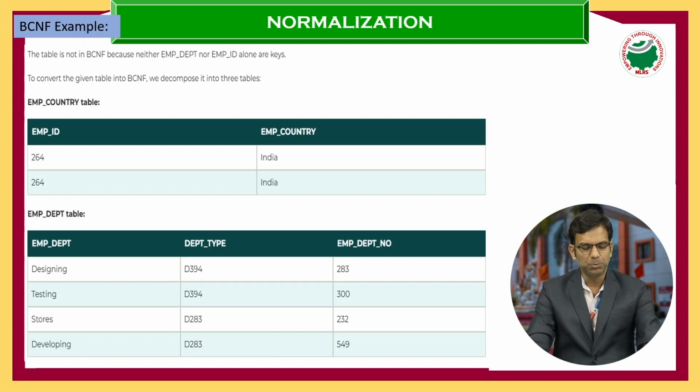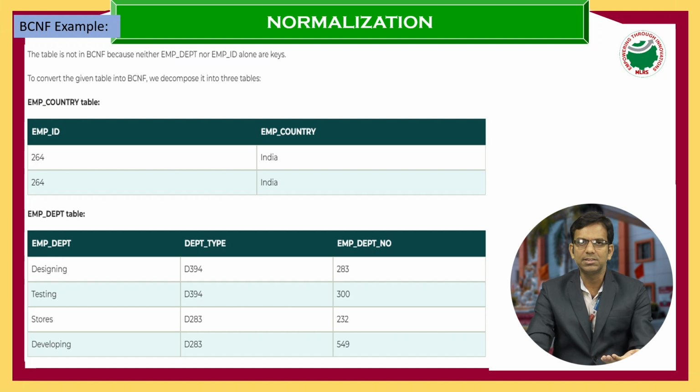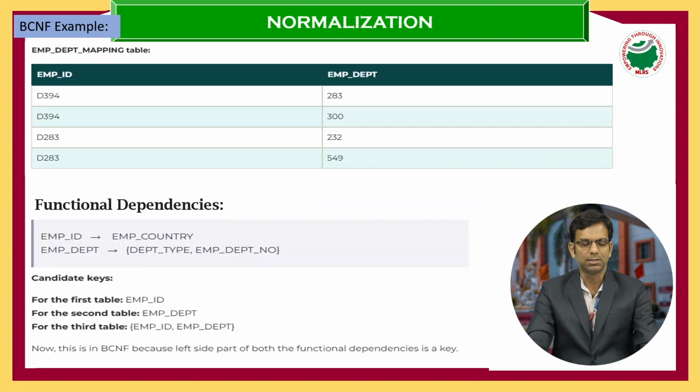Now by using the decomposition concept on these 2 tables, the country table and employee department table, my BCNF table was implemented as the employee department mapping table. In this employee department mapping table, with the help of the existence of the above 2 tables, the employee country table and the employee department table, we get the third table, that is the employee department mapping table.